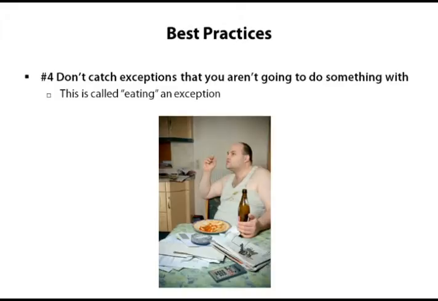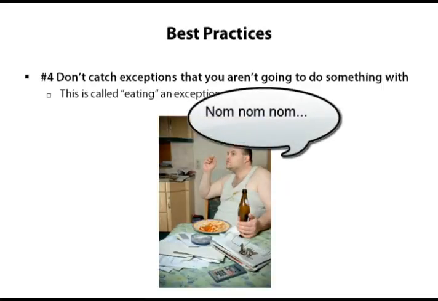And then this one is really important. This is near and dear to my heart as far as best practices for exceptions in all languages, and especially Java: don't just catch an exception that you're not going to be able to do something with. What we call this is eating an exception. And every time I see this in code, I cringe because this is really bad. A lot of times you'll see someone just put catch exception, and then inside of that catch block, they don't do anything. They just eat the exception.